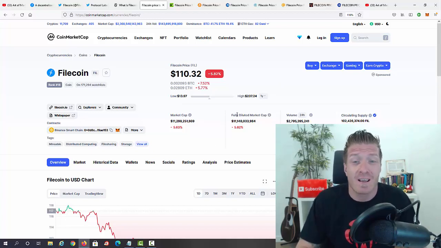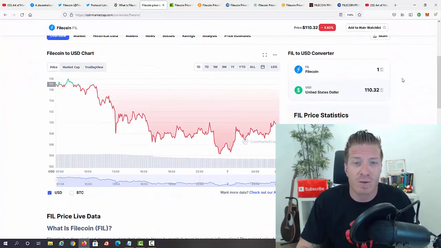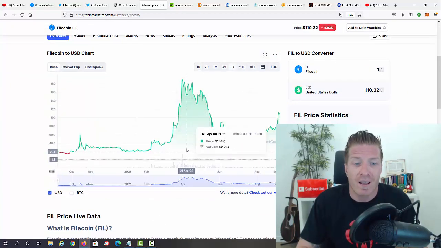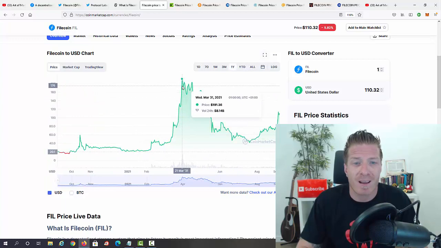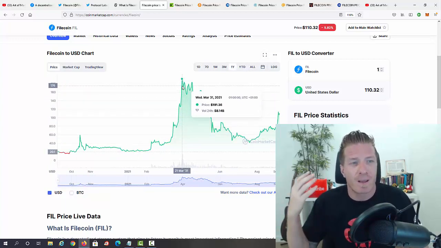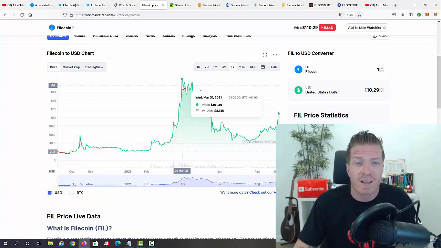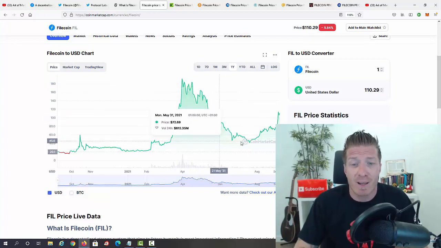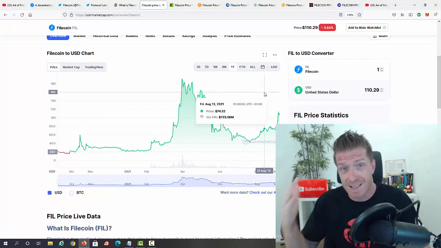Now the question is, do we still have room to grow? I personally think that Filecoin can easily reach its all-time high this year, probably even surpass it. As you can see on the chart, let's go to 1 year, it reached its peak back in April when all the cryptocurrencies were peaking, when Bitcoin was at almost $65,000. Now, Bitcoin is getting back to $65,000.